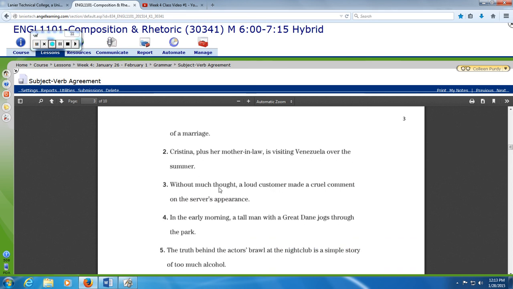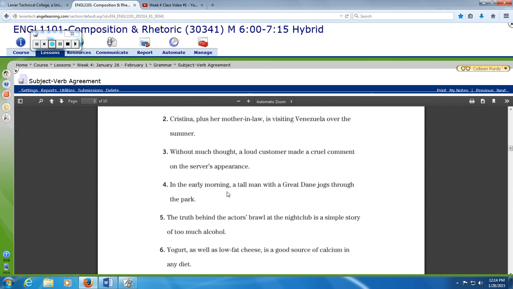Number 3, without much thought, prepositional phrase. On the server's appearance, prepositional phrase. So you've got your essential sentence: a loud customer made a cruel comment. Customer is your subject, made your verb. In the early morning, introductory prepositional phrase. With a Great Dane, prepositional phrase. Through the park, prepositional phrase. So your essential sentence is a tall man jogs. Well, that's easy. Man's your subject, jogs is your verb.